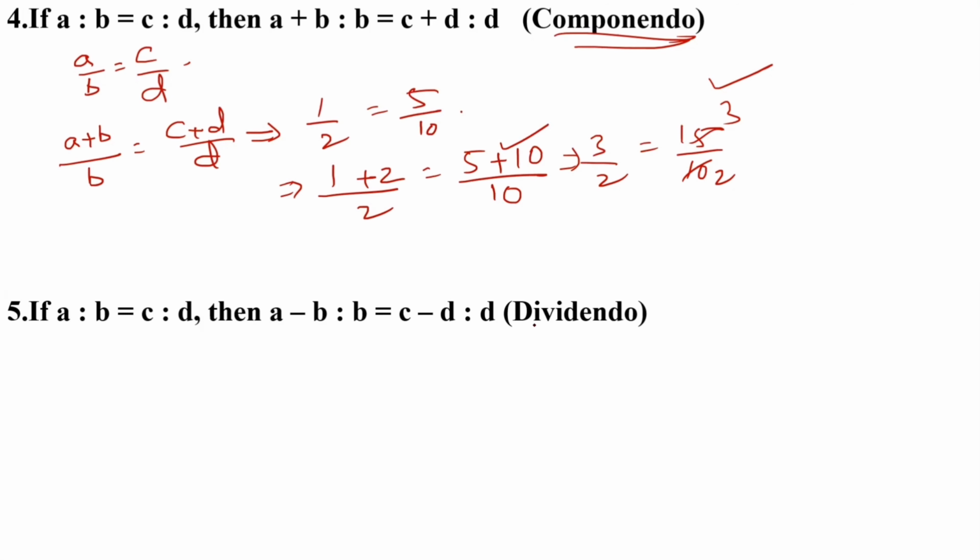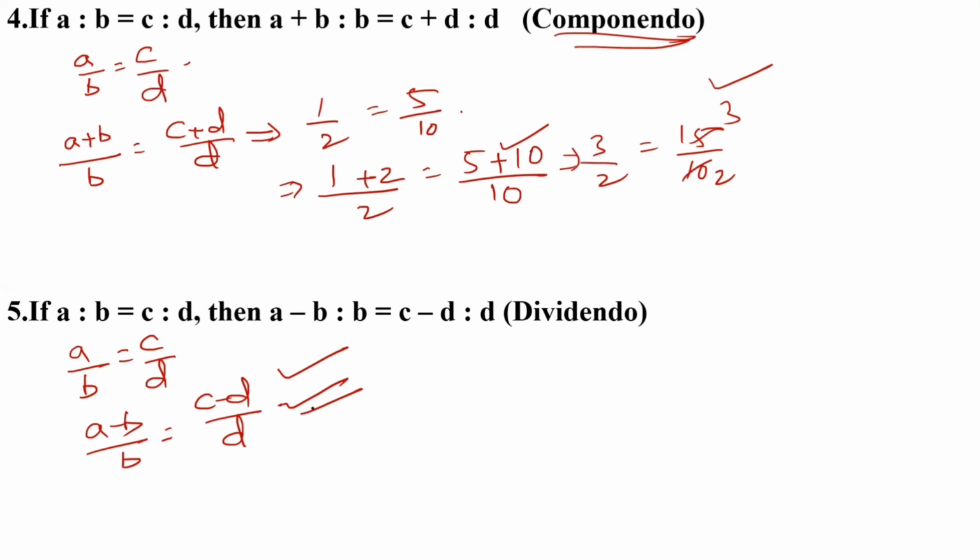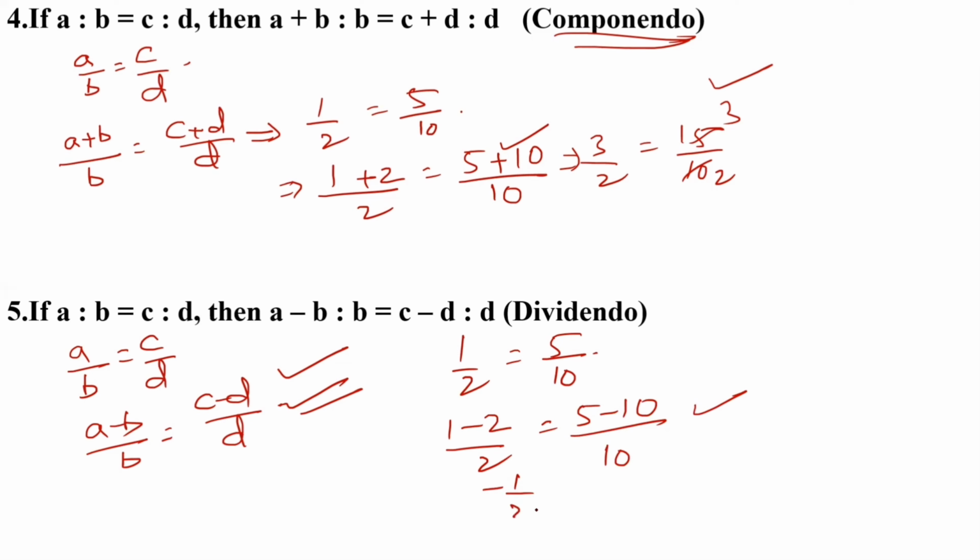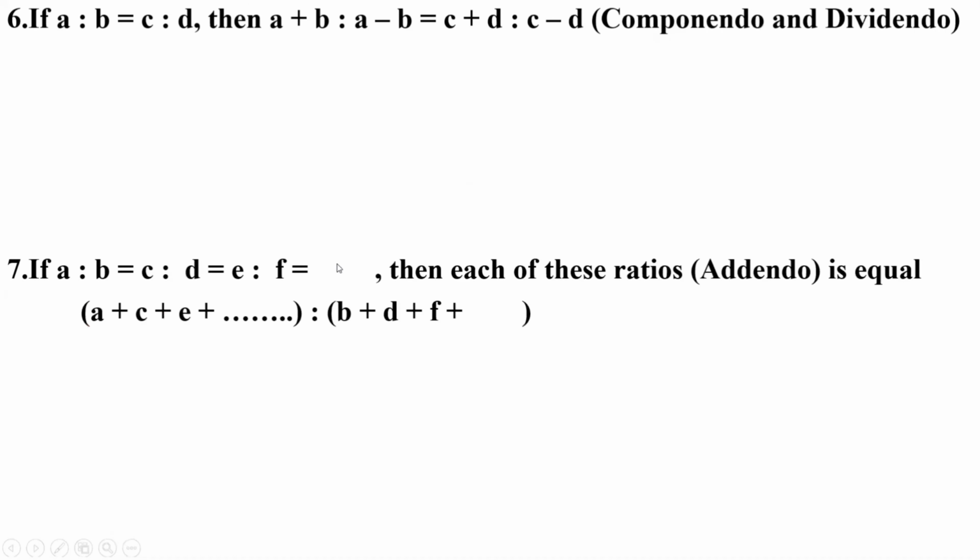Componendo means addition, and dividendo means subtraction. So if A by B is equal to C by D, we can write it as A minus B by B and C minus D by D. Dividendo, for example, 1 by 2 is equal to 5 by 10. Then 1 minus 2 by 2 is equal to 5 minus 10 by 10. This is equal. Means here minus 1 by 2, this will become minus 5 by 10. So this is equal.